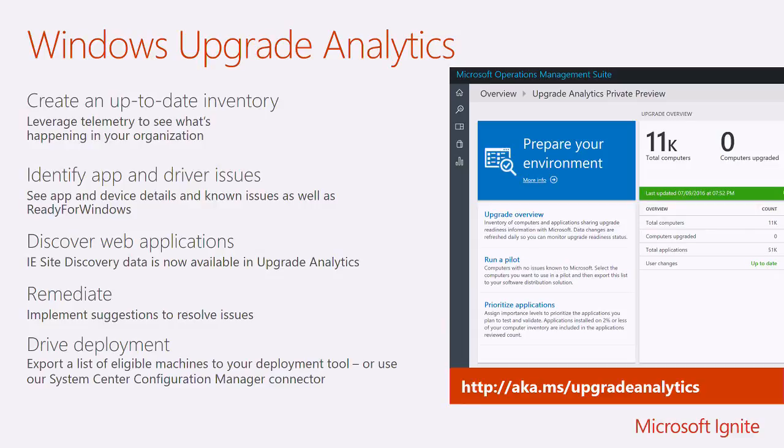And then we move on to remediation. This is where, if there's an issue known to Microsoft within your organization, we'll suggest a way for you to remediate it. Otherwise, if you can find a remediation yourself for the other applications, you can track that directly in the tool. And then finally, you drive deployment. So we allow you to either export a list of your deployment-ready machines from Upgrade Analytics, and you can import that into your software deployment system and deploy, or you can use our SCCM connector if you're an SCCM user, and you can export that list directly and push out your upgrade through SCCM.